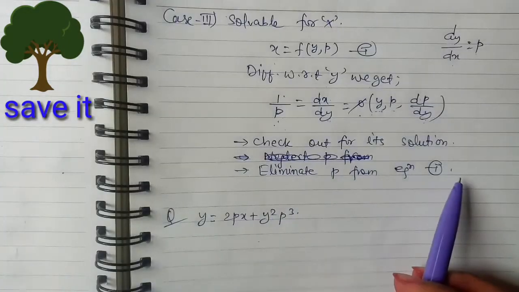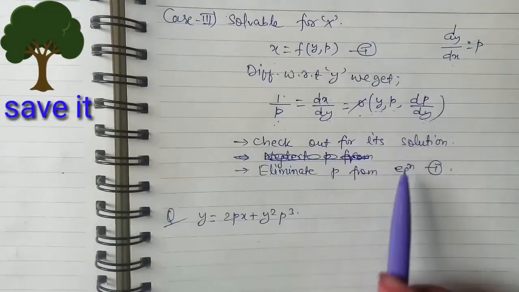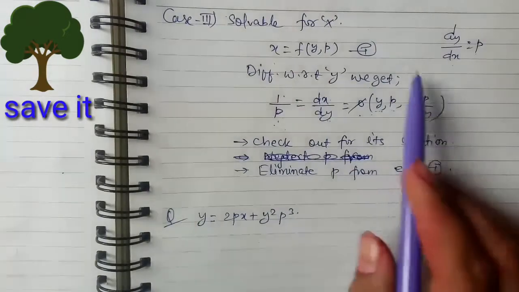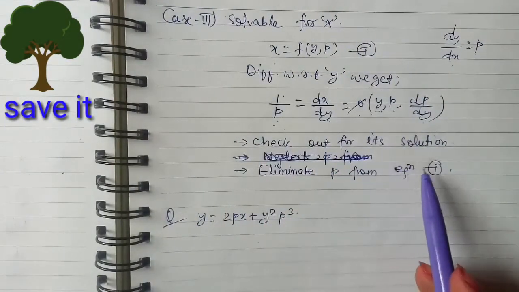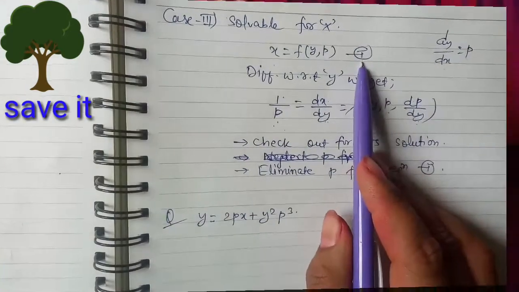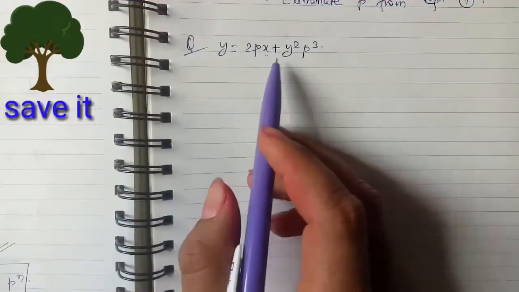Eliminate p from equation 1. The basic criterion is to eliminate p from equation 1. That is, we will calculate the value of p and then put it into equation 1. Now let us start with a problem.